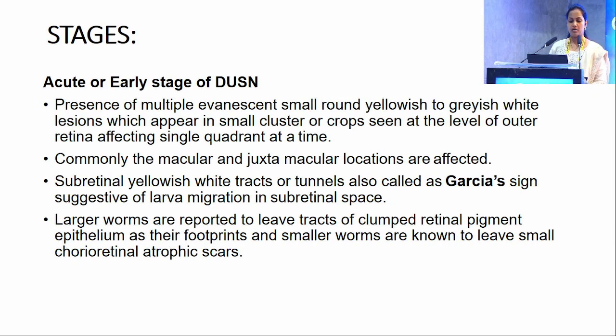Larva migration in the subretinal space produces subretinal yellowish white tracts or tunnels called Garcia's sign. Larger worms are reported to leave tracts of clumped RPE as their footprints, and smaller worms are known to leave small chorioretinal atrophic scars. Patients in the acute stage present as asymptomatic or with central or paracentral scotomas, photopsias, or vision loss. The anterior segment is normal in most cases, but some cases present with keratic precipitates and hypopyon in the literature.